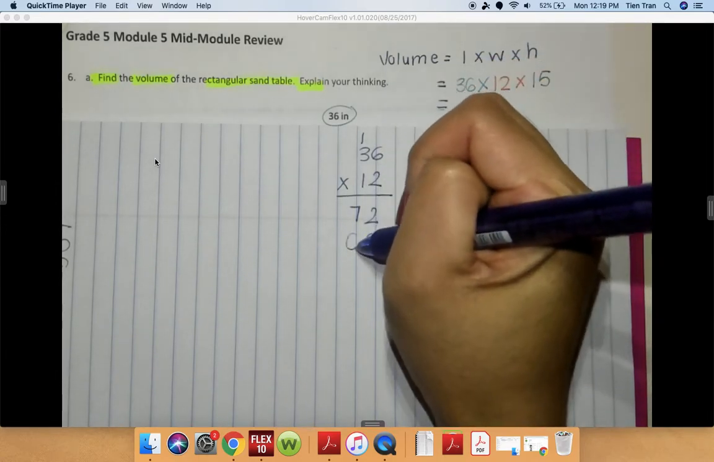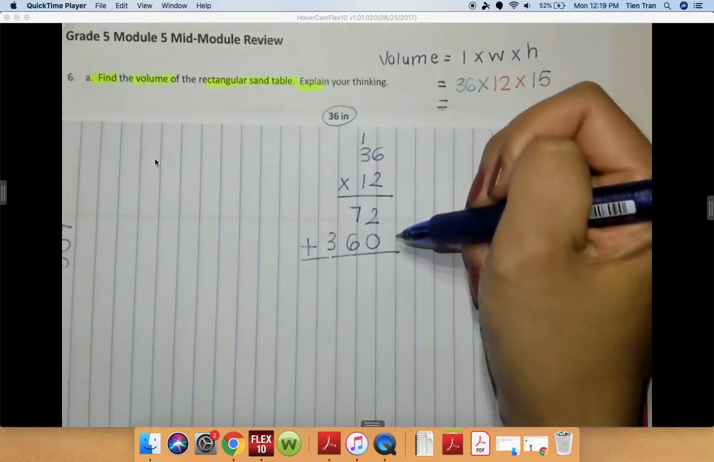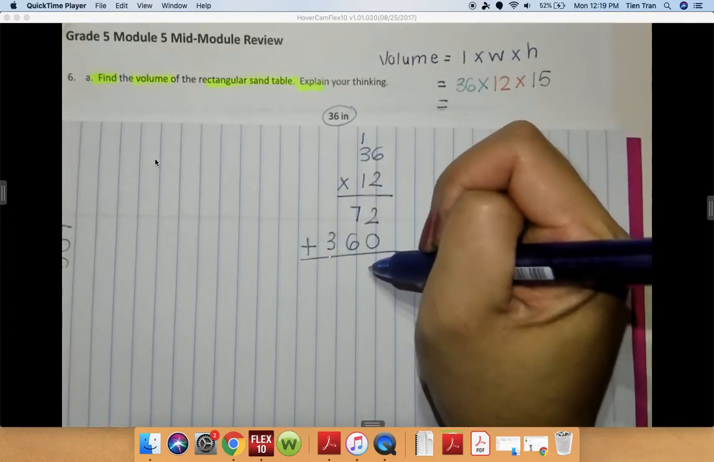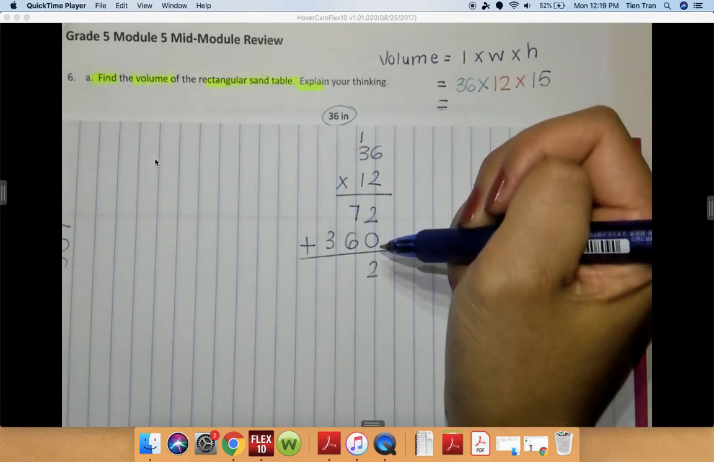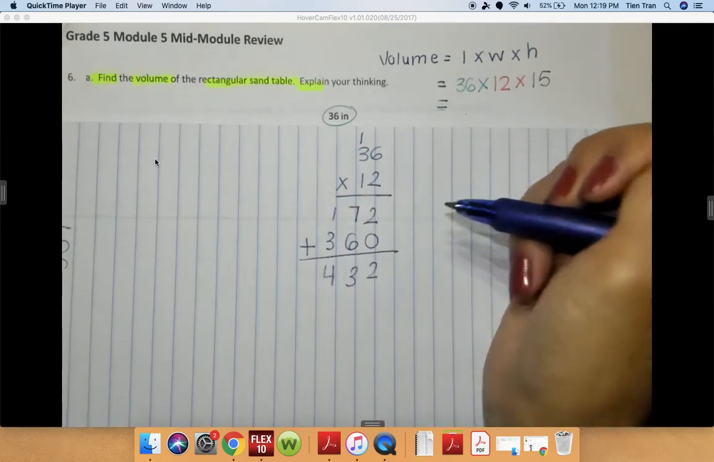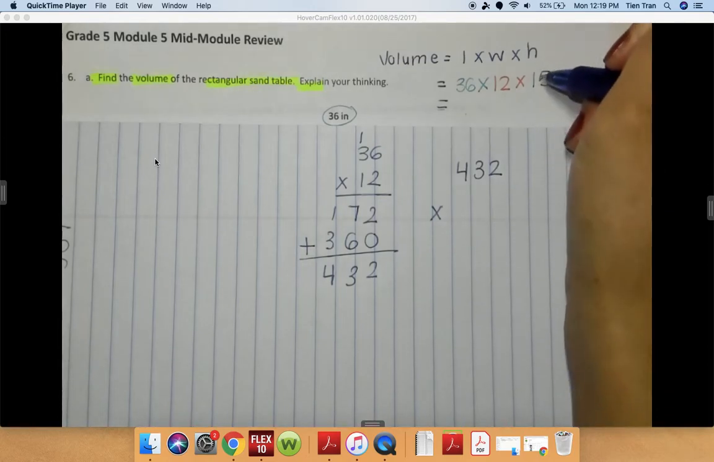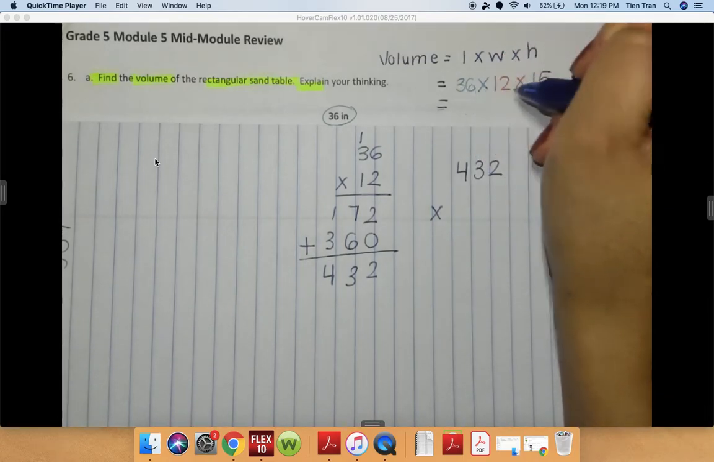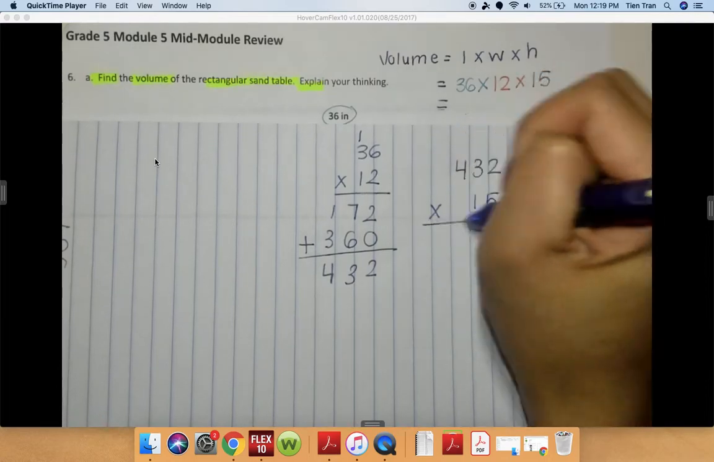1 times 6 is equal to 6. 1 times 3 is equal to 3. I'm going to add all of my numbers together. 2 plus 0 is 2. 7 plus 6 is equal to 13. 3 plus 1 is 4. So I have 432. And then I'm going to multiply it times 15. So I already multiplied 36 times 12, and now I'm multiplying times 15.